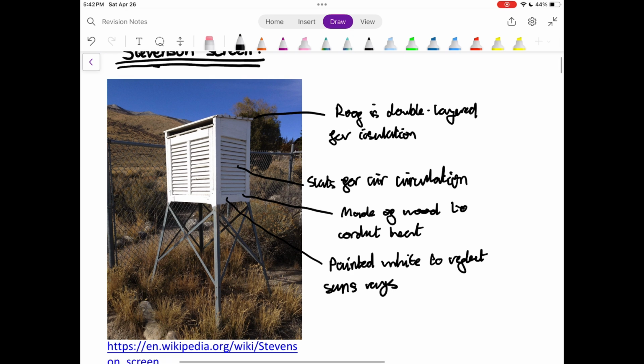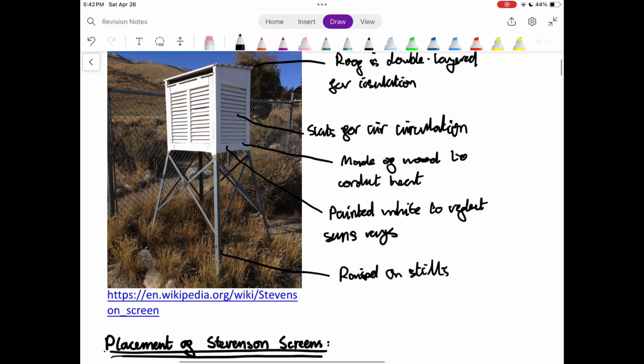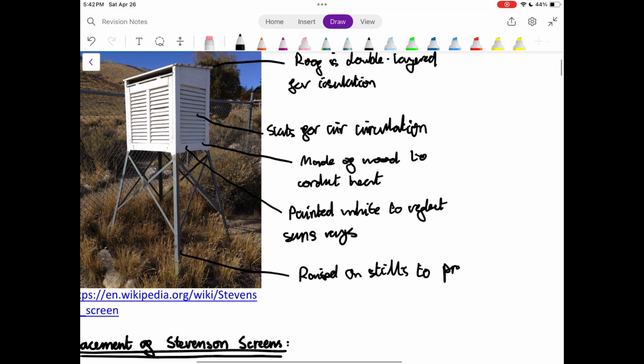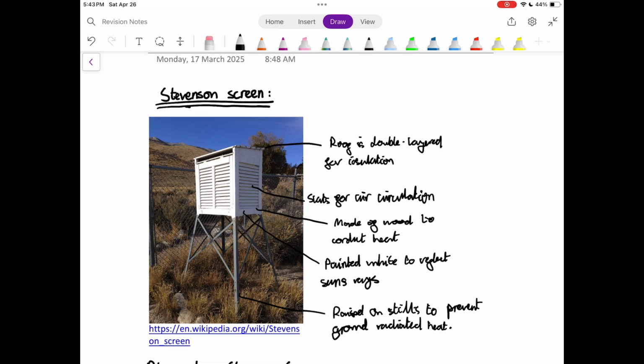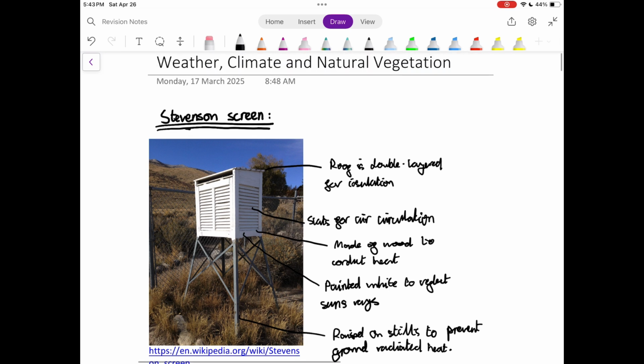And finally, it's raised on stilts to prevent ground radiated heat. Okay, so those are all the characteristics you need to know, and you should definitely know this really well because it's quite a common question that comes up if this option topic does come up in section B of paper 1.